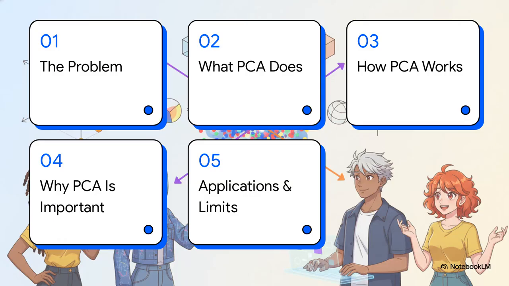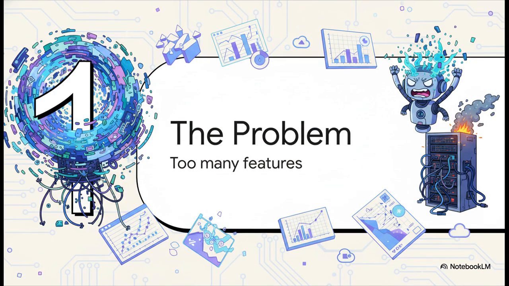So here's our roadmap for the explainer today. First, we'll look at the data bloat problem. Second, enter PCA and streamlining data. Third, we'll look at how PCA actually works. Fourth, driving business efficiency. And fifth, applications and limitations. Okay, let's dive into part 1, the data bloat problem.